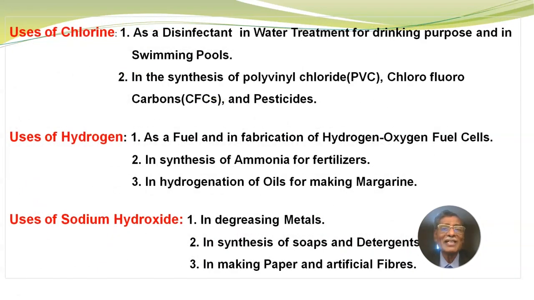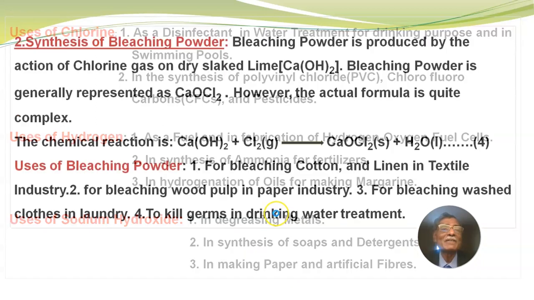Uses of chlorine: 1. As a disinfectant in water treatment for drinking purpose and in swimming pools. 2. In the synthesis of polyvinyl chloride, chlorofluorocarbons, and pesticides. Uses of hydrogen as a fuel and in fabrication of hydrogen-oxygen fuel cells, and in the synthesis of ammonia for fertilizers, and also in the hydrogenation of oils for making margarine. Now, uses of sodium hydroxide in degreasing metals, in synthesis of soaps and detergents, in making paper and artificial fibers.